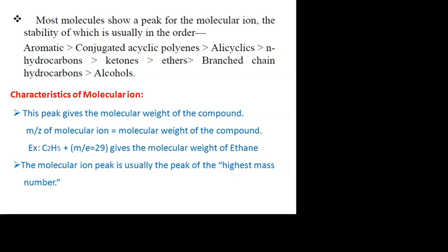The characteristics of the molecular ion: this peak gives the molecular weight of the compound, that is, the m/z of the molecular ion is equal to the molecular weight of the compound. The best example is C2H5, m/z 29, which gives the molecular weight of ethane. The molecular ion peak is usually the peak of the highest mass number. So the peak with the highest mass number present in the fragmentation process is called the molecular ion peak.